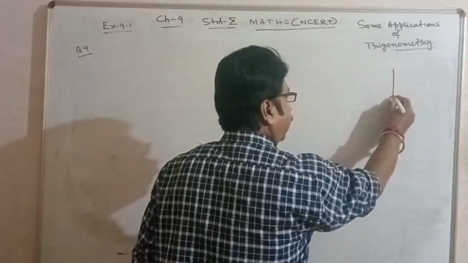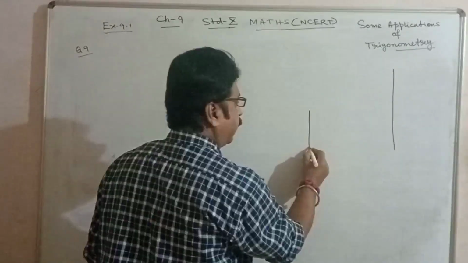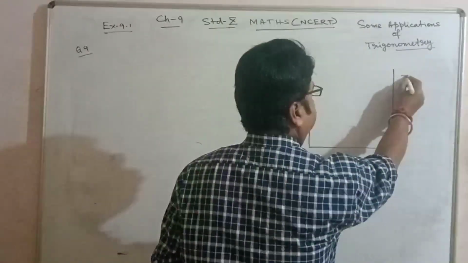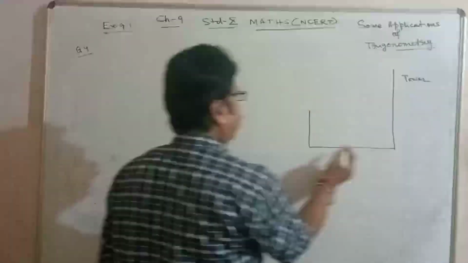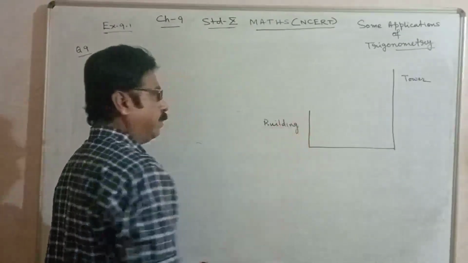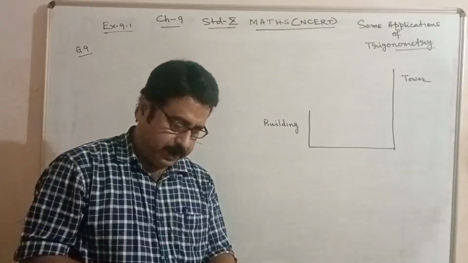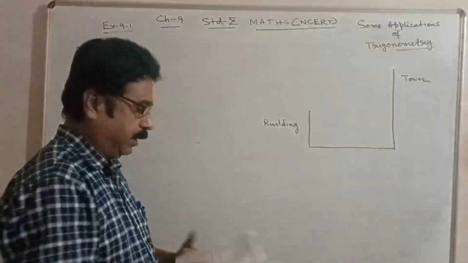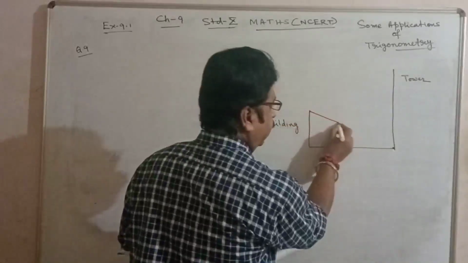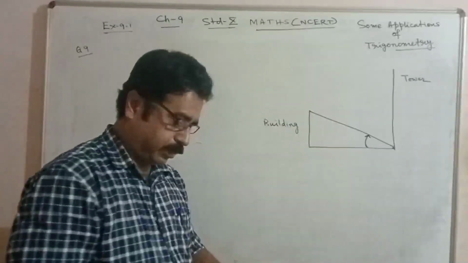Suppose this is the tower and it is the building. It is the ground level. It is tower. It is building. The angle of elevation of the top of a building from the foot of the tower. It is the foot of the tower. It is the top of the building. This angle of elevation is 30 degree.